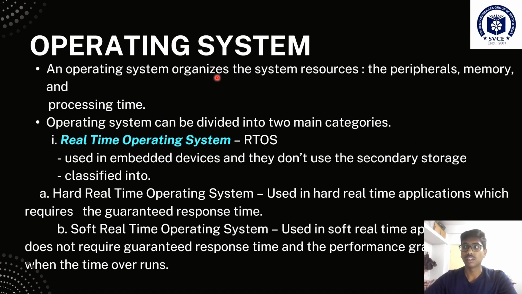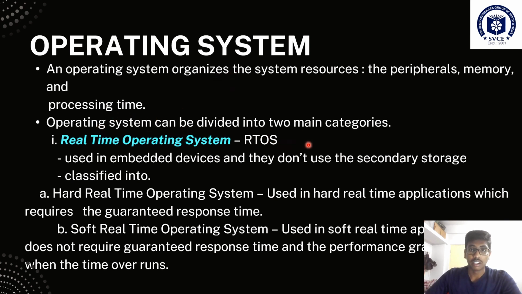Operating system. The operating system provides an infrastructure to control applications and manage hardware system resources. Many embedded systems do not require a full operating system, but merely a simple task scheduler that is either event or fault driven. An operating system organizes the system resources: the peripherals, memory, and processing time.